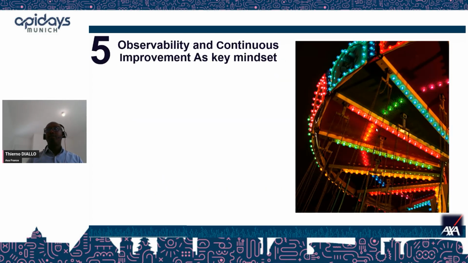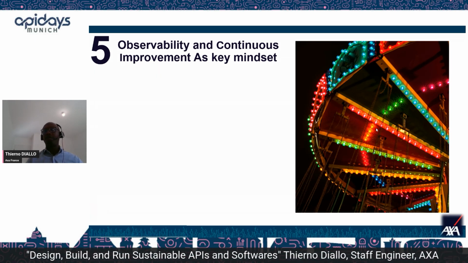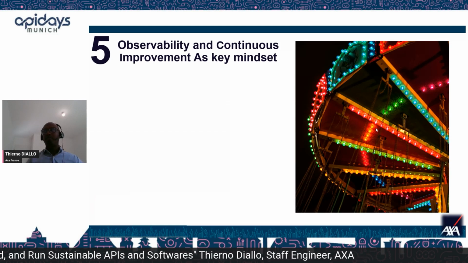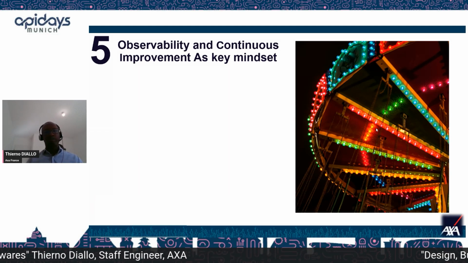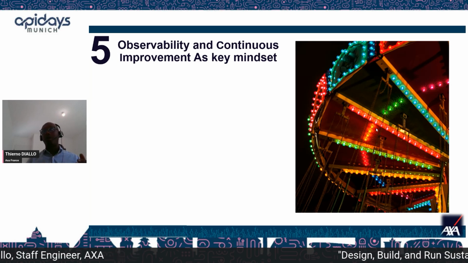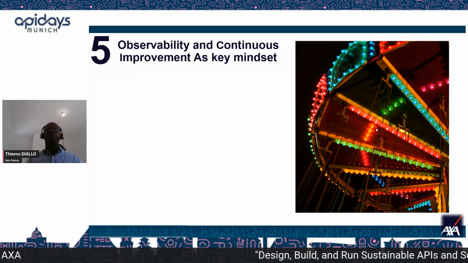And now, observability and continuous improvement. As I said at the start of this session, it's not just about having a one-shot action and then saying, okay, now I'm done. It's about keeping up measuring and improving, and measuring again and improving, in order to see if our implementation and our APIs are working well, consuming less, impacting less.